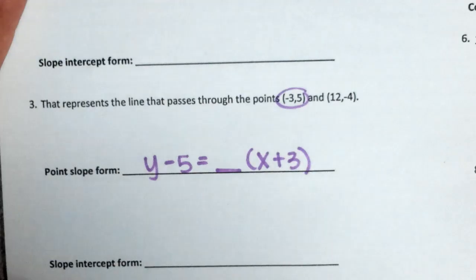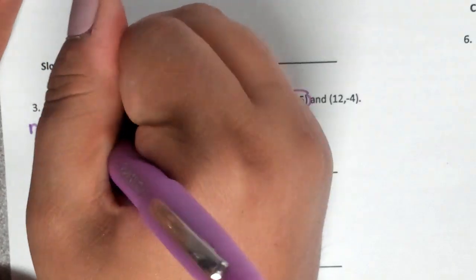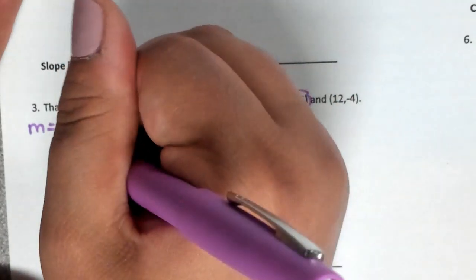Jocelyn, you with me? Write it down. How do I find the m? y2 minus y1 over x2 minus, oh wait, I did that wrong.